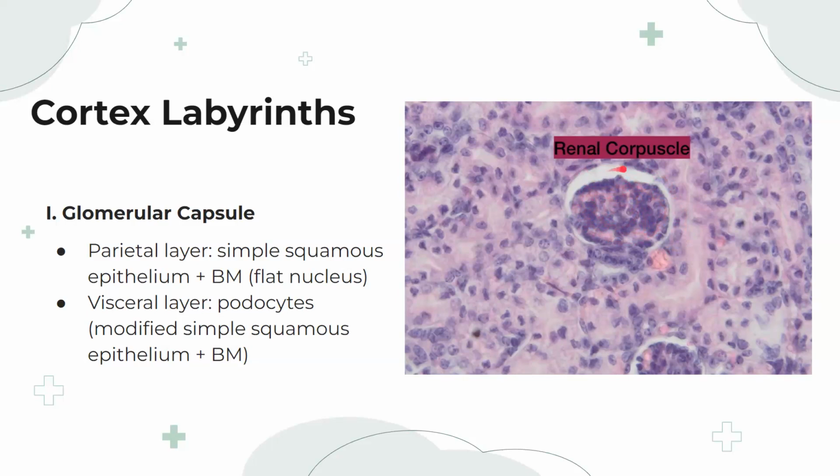And then the space you see in between is the capsular space. This is where you're going to get the filtrate that's coming out of the capillaries. All the filtrate is going to first collect here before it goes into the tubules.